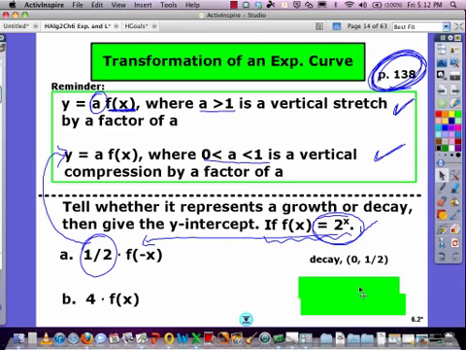This first one, it should have been a decay once you did that 1/2 combination, and it should now go through 0, 1/2. Remember, this would have been a value of, put a 0 in, you get a 1. So your original value was 0, 1, and if it says we compress it by a factor of 1/2, if my y-intercept used to be at 1, my new y-intercept is now at 1/2. So a little more looking at things.